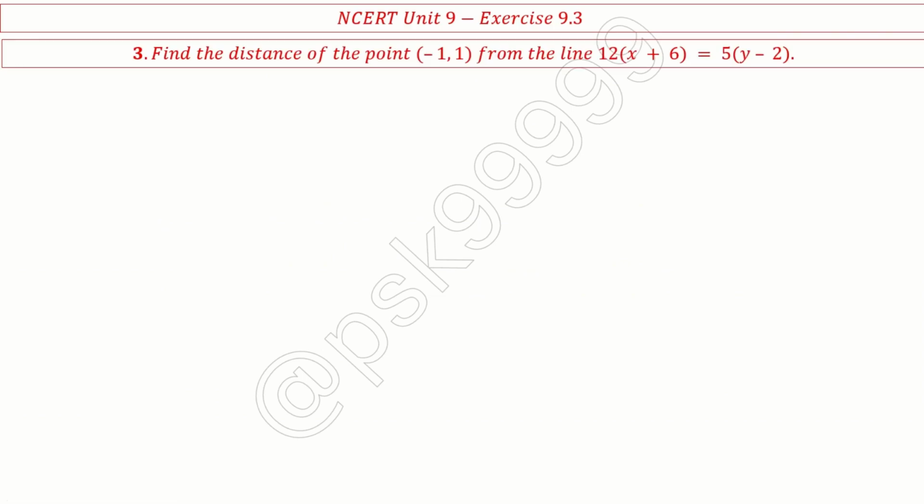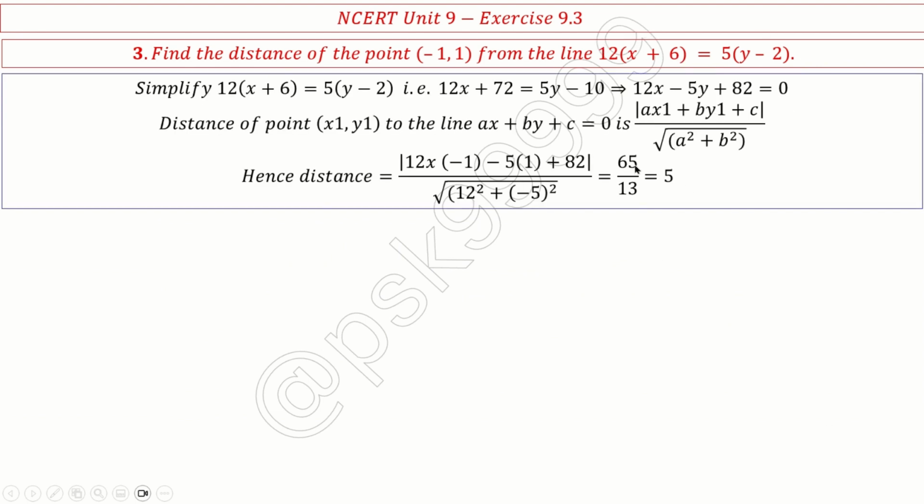Find the distance of a point from the line. First, simplify the line into proper general form. Once you know the general form, use the distance formula: absolute value of ax1 plus by1 plus c, divided by the square root of a squared plus b squared. Substitute the values, and we get the answer 5.